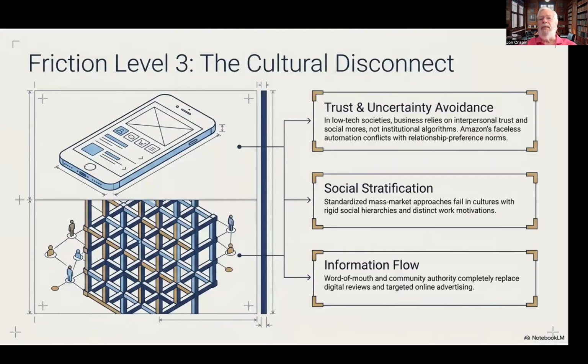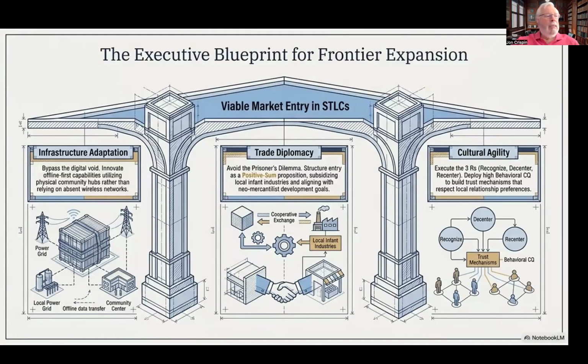And next, there could be the cultural disconnect, just pure trust and uncertainty avoidance, like in North Korea or Iran, social stratification, and information flow. So let's bring all these concepts together. Successful international trade requires balancing economic theories with deep respect for sociocultural factors. You're encouraging them to think like executives who manage workplace crisis situations and build professional relationships anywhere in the world.